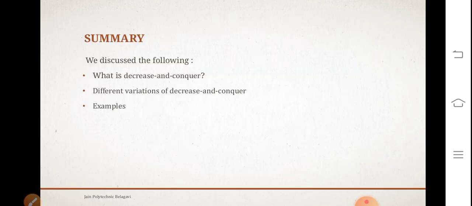So let us summarize what we discussed so far. We discussed what is decrease and conquer, different variations of decrease and conquer, and examples for them.